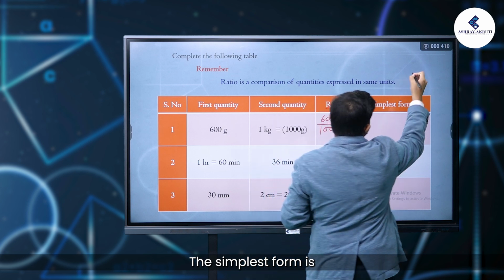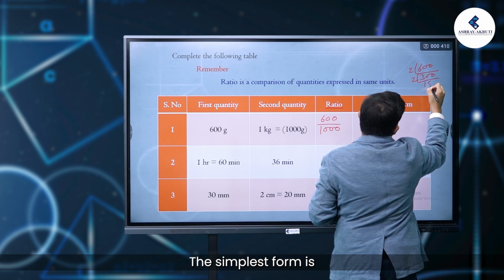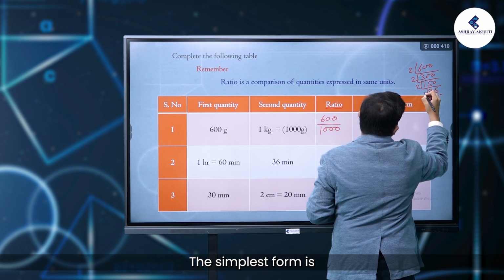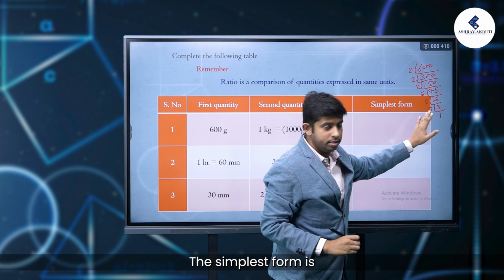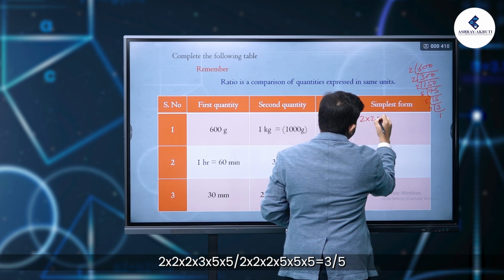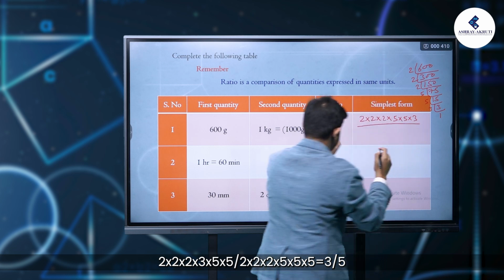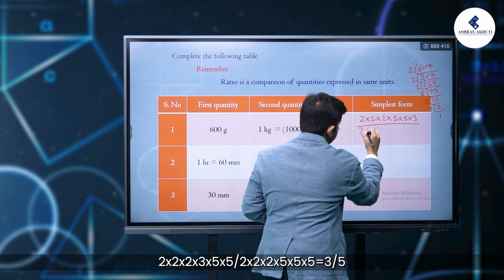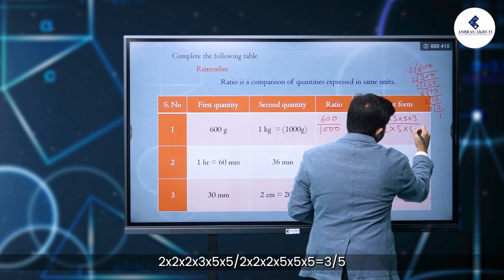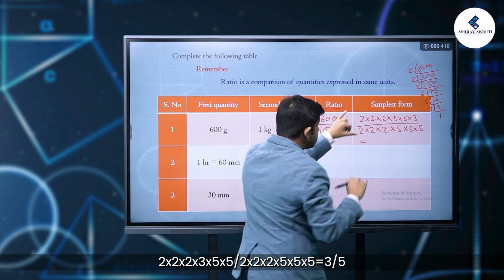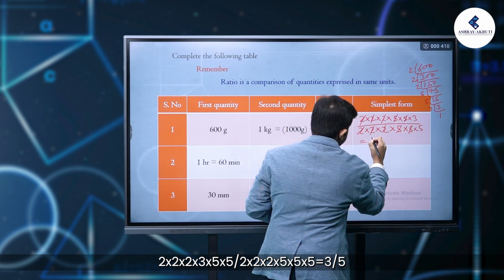The simplest form is 2 into 2 into 2 into 3 into 5 into 5 by 2 into 2 into 2 into 5 into 5 into 5, which is equal to 3 by 5.